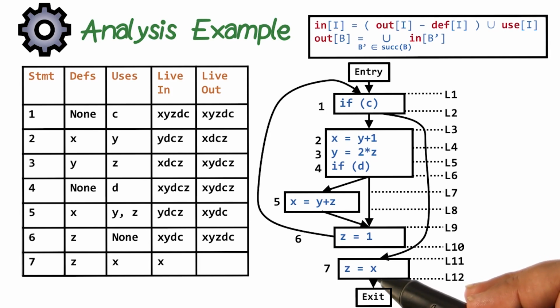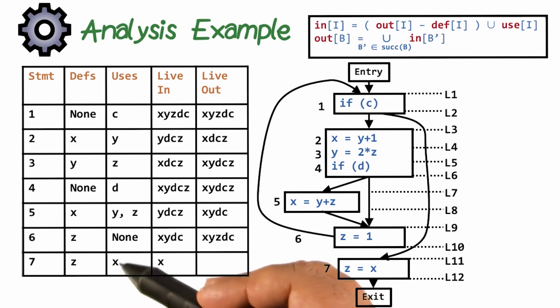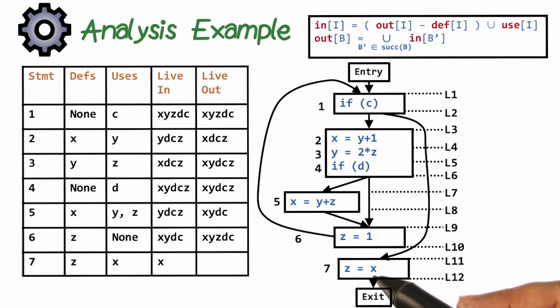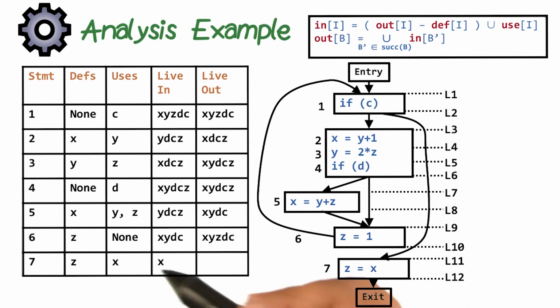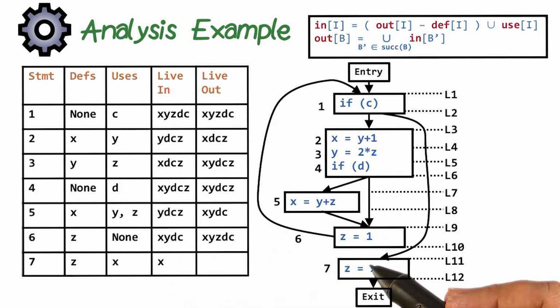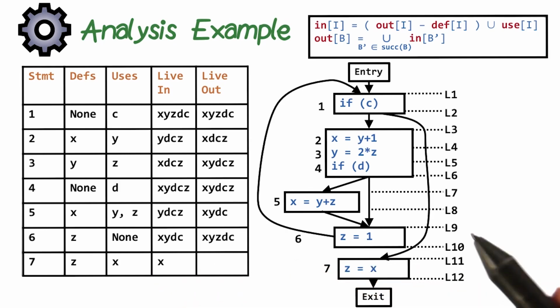So the values which are live at the exit of 7 are null because no variable is being used after this particular point. So the live variable set here at the out of 7 is null. However, since there is a use of x in 7, if you look at the variables which are being used after the entry of 7, it will be just x, and so the live variable set for the entry of 7 is equal to x.